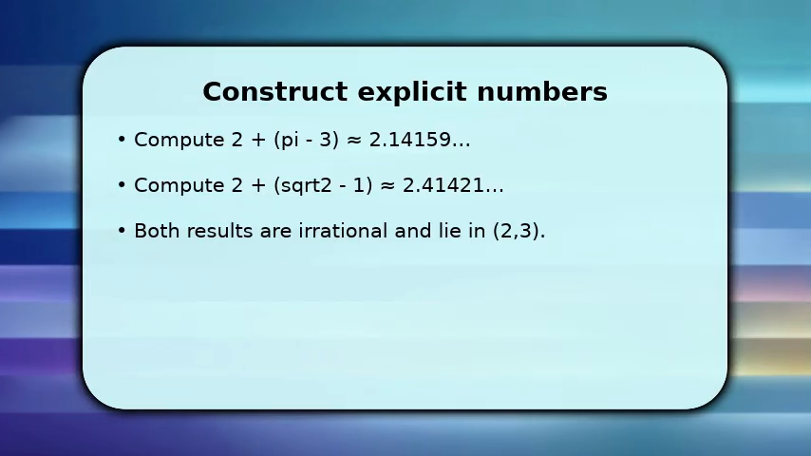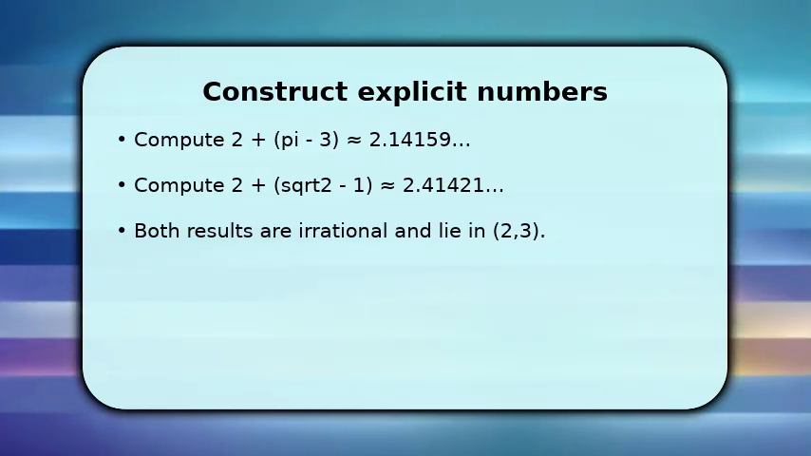Since sqrt 2 is irrational, subtracting 1 keeps it irrational and adding 2 yields about 2.41421. Once you verify decimal approximations, you've explicitly produced 2 distinct irrational numbers inside the interval from 2 to 3.